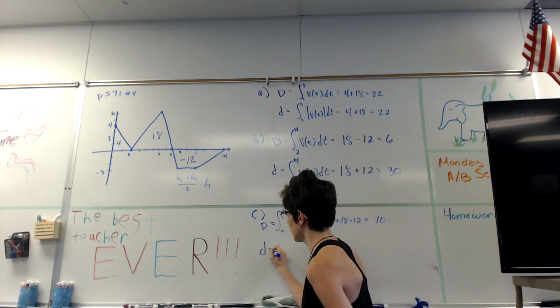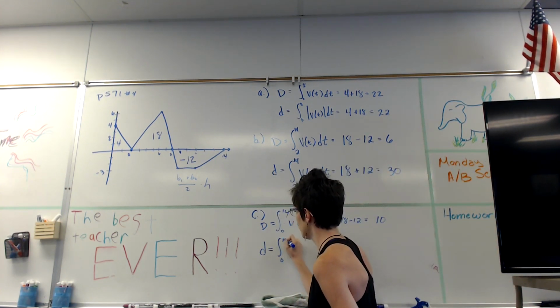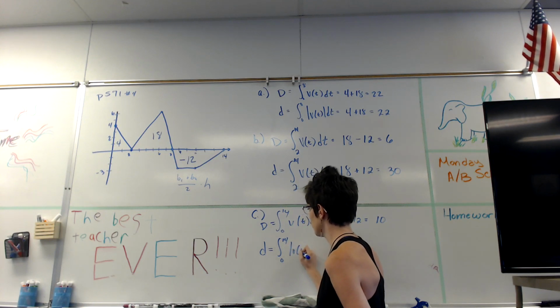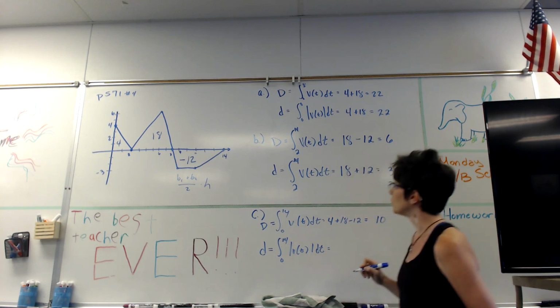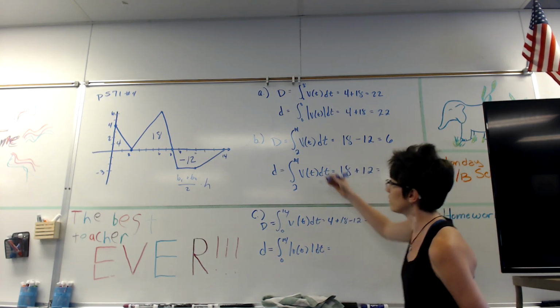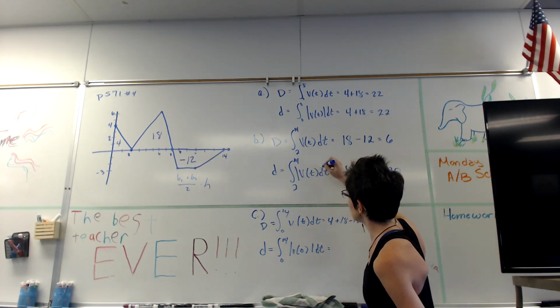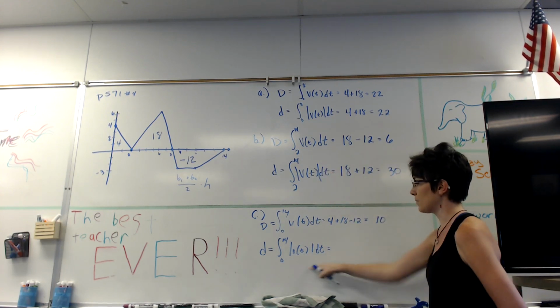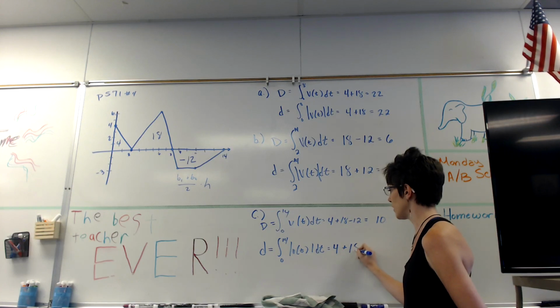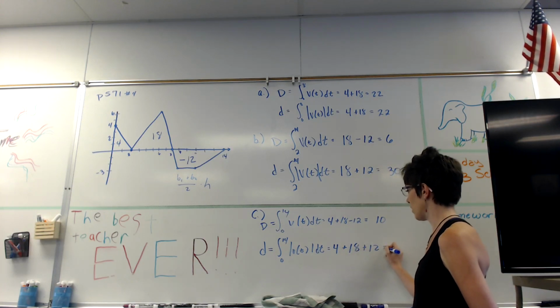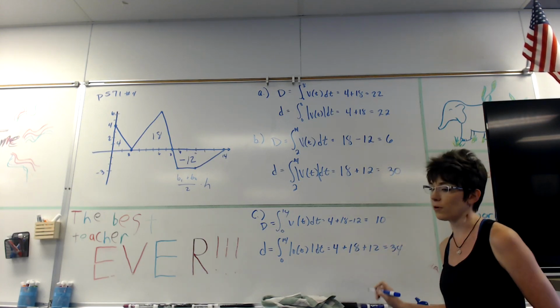But the distance that I travel is the integral of the absolute value, which essentially means make everything positive. Sorry, I forgot to put the absolute values here as well. But that's making everything positive. So the 4 plus the 18 plus the 12, that would give me 34 meters total.